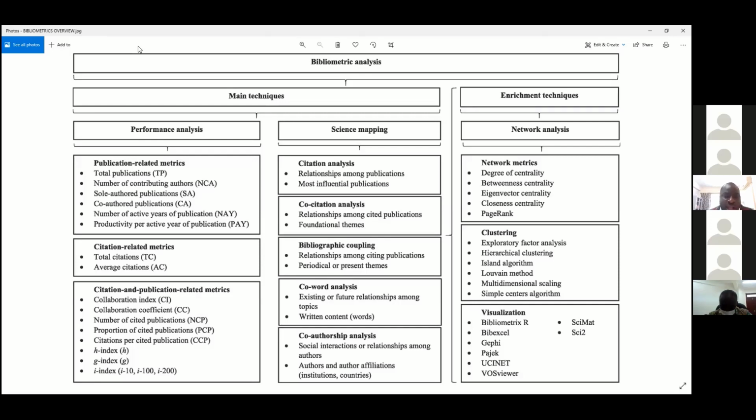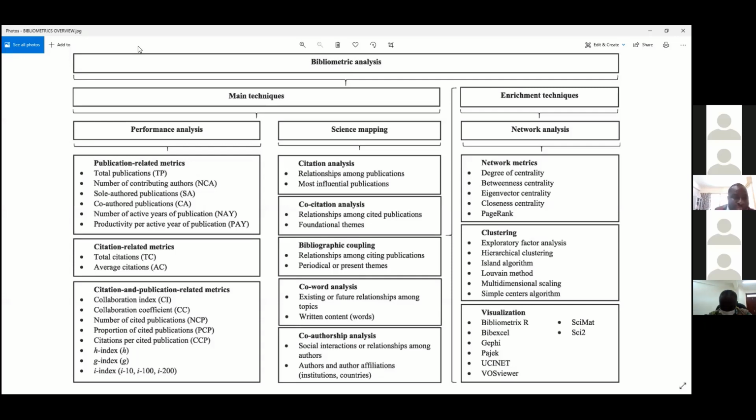The number of active years of publication. You want to know whether this person has been actively publishing for the past 5 years or for the past 20 years, because they are not the same. And then you would also be interested in knowing how prolific the person is. So you look at the productivity of that researcher over a specific period of time. That is the productivity and active years of publication. And then, of course, we talk about the total citations and average citations, which relate to the citation-related metrics.